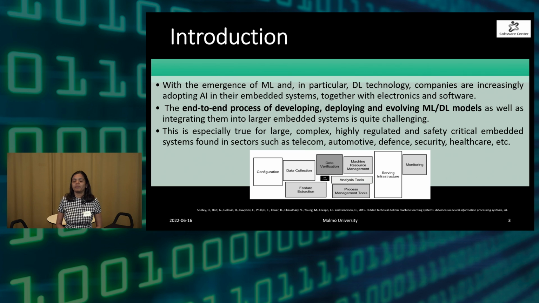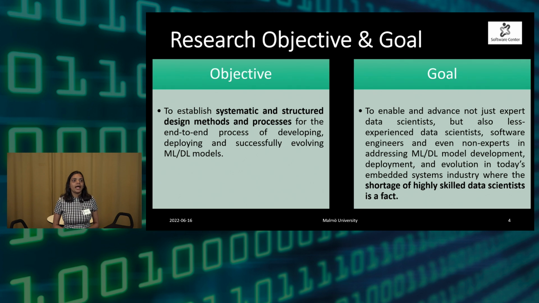As you can see in the Google paper, the machine learning code is a very small part and you have all kinds of complexities already existing. Whenever you ask practitioners or experts in the company how they develop, deploy or operationalize models, most of them say, we try our ways, this is what we used to do. Most of the time when I started my research, they never had a defined process or answer. So we focused on establishing systematic and structured design methods and processes for the end-to-end process of developing, deploying and successfully evolving machine learning and deep learning models.